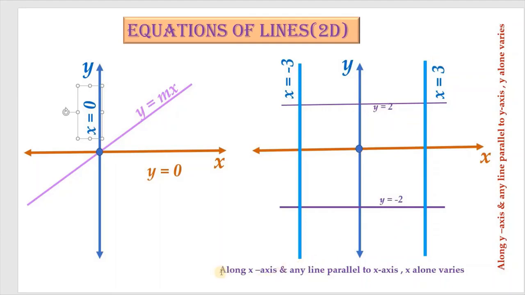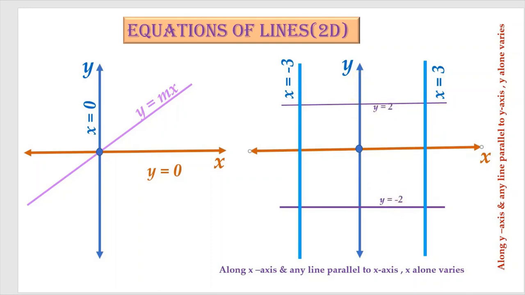And one more thing we need to notice is, along the x-axis and any line parallel to the x-axis, x alone varies. So on this line you have only x varying. You can write any point on this as (1, 0), (2, 0), (3, 0), in which the y coordinate remains as such and only x varies. So along the x-axis and any line parallel to the x-axis, x alone varies.